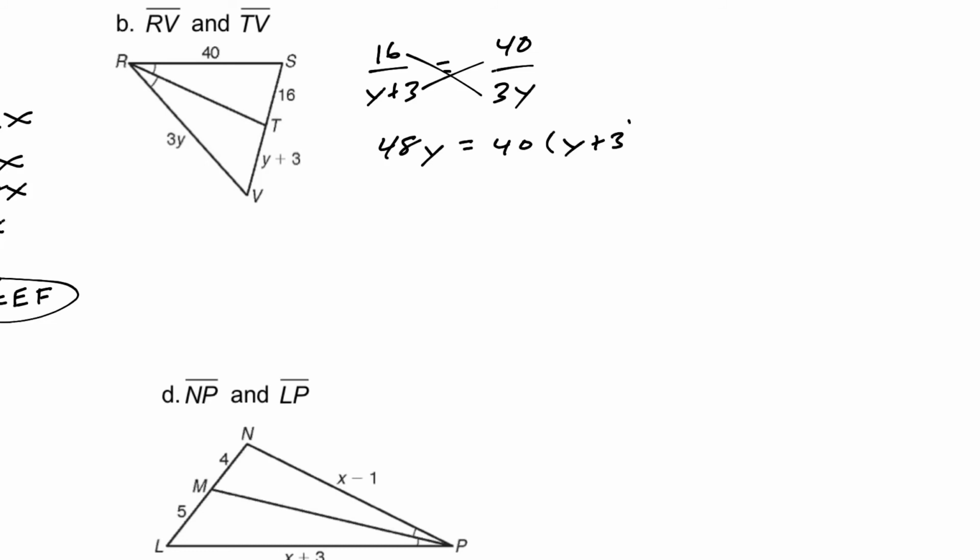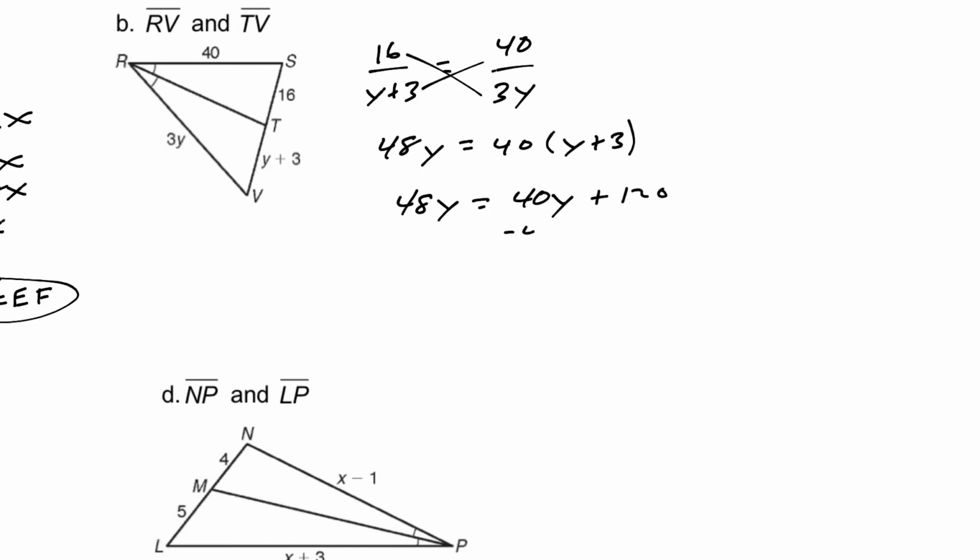And let's set up our proportion. So in this one, we're going to write 16 over y plus 3. That has to equal 40 over 3y. Now let's do our cross products. So let's do this cross product first. So we've got 3y times 16. That's going to give me 48y. That has to equal my other cross product, which is going to be 40 times the quantity y plus 3. Let's go ahead and distribute on the right-hand side then. So we have 48y equals 40 times y is 40y, plus 40 times 3 is 120.